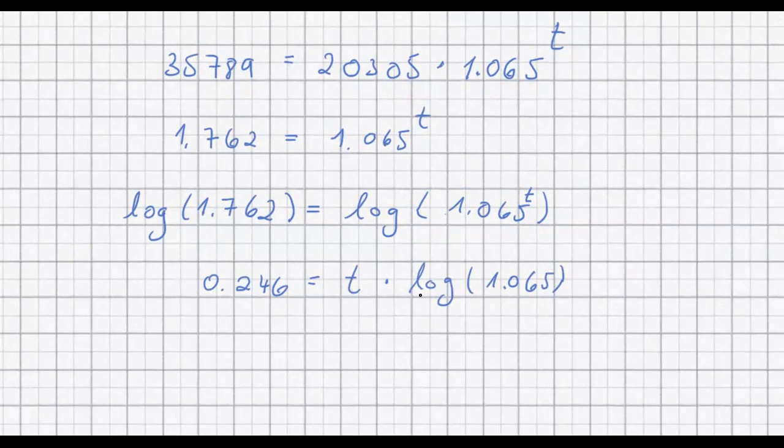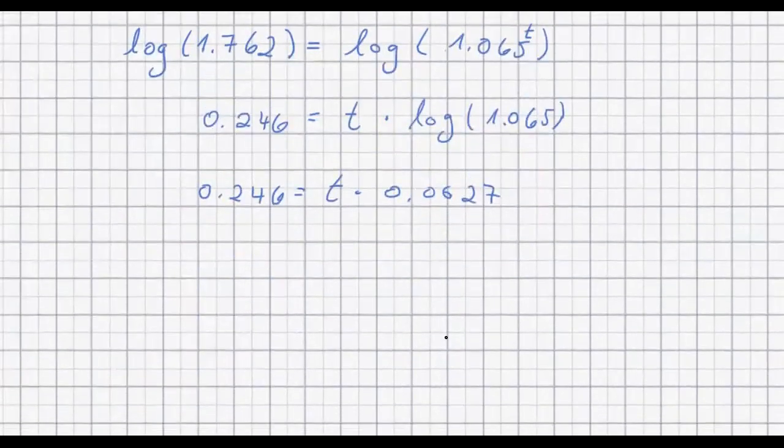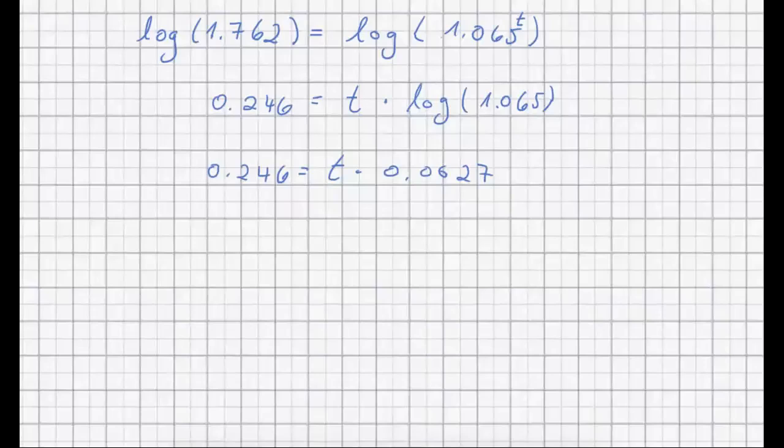And now do that in your calculator. Log of 1.065. Okay, 0.0027. And now we want to find T, right? So how can we find T? We can divide that to the other side.